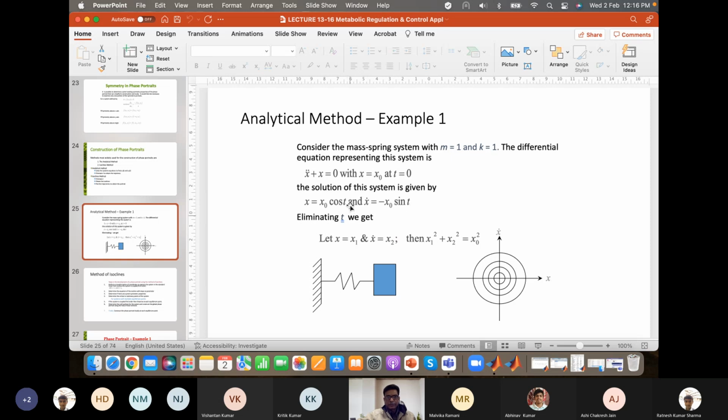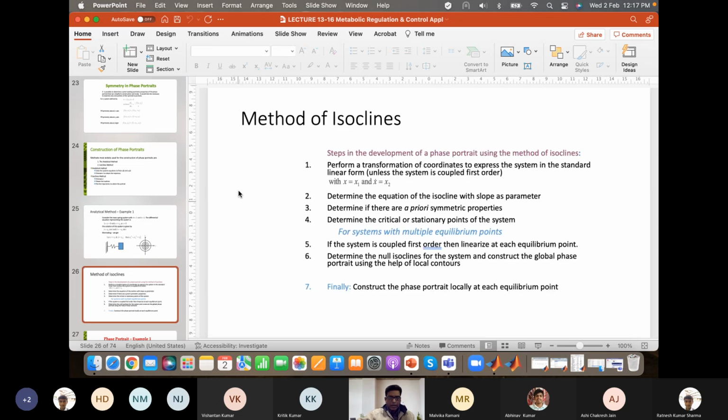So what you can see is that we essentially get the solution of this by looking at the equilibrium points, look at the initial condition, and then use that set of equations that we get to eliminate the t that is between the two. So eliminating t, this is what we had got. So the method is to parameterize in terms of t. Okay, now look at the method of isoclines.